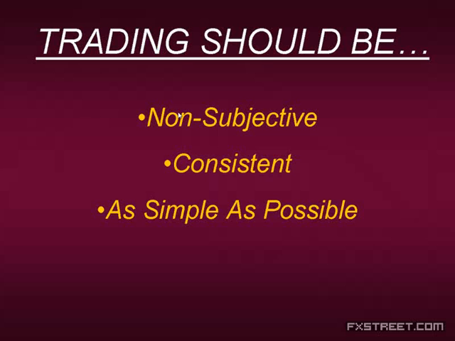Trading should be non-subjective, meaning that two people should see the same thing, not coming up with two different answers. It should be consistent. We didn't see any consistency there in those patterns. And it should be as simple as possible. Once again, it was getting far too complicated. So this is the trouble with common patterns that people have. Not to say that they do not work, but just that there's no consistency and they don't follow all of these three rules here.